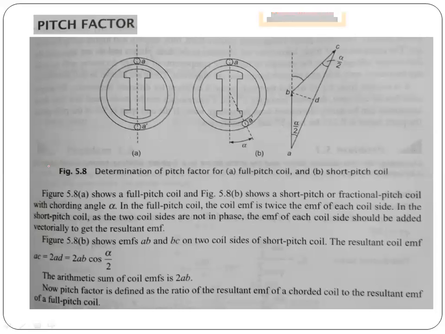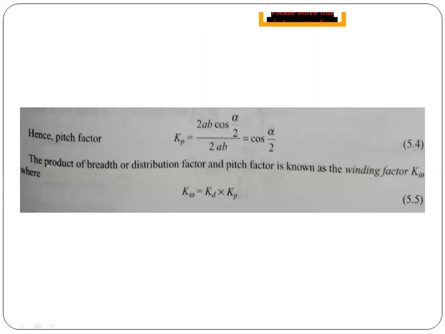Now the pitch factor is defined as the ratio of the resultant EMF of a chorded coil to the resultant EMF of a full pitch coil. Hence, the pitch factor is defined as Kp equals 2AB cos alpha by 2 divided by 2AB, which equals cos alpha by 2.